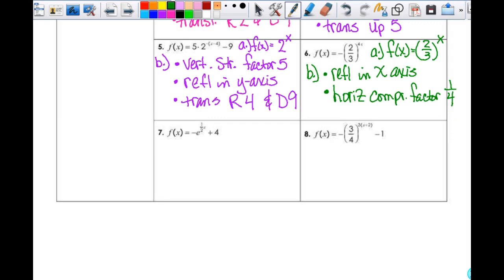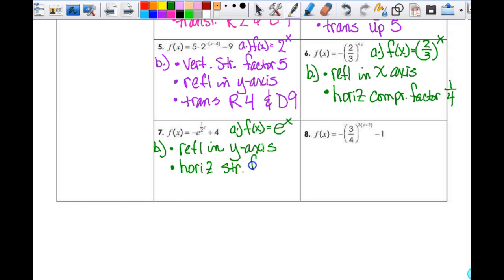Everybody okay with that? All right, we want to do 7, we won't do 8, because I know it gets a little tedious, but I want to make sure we got this down. My parent function for a is e to the x power. So that negative is going to be a reflection in y. That 1/2 is good. What kind? Horizontal, good. It is a horizontal stretch, factor of 2, and then I translate up 4. Okay. Everybody good with all that?